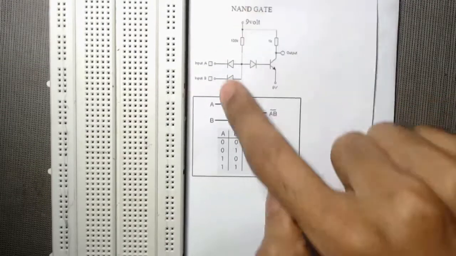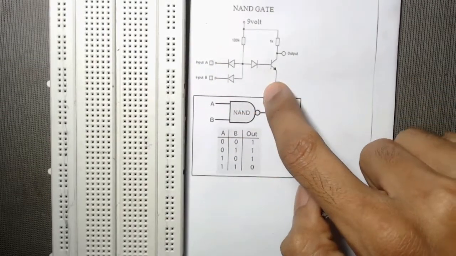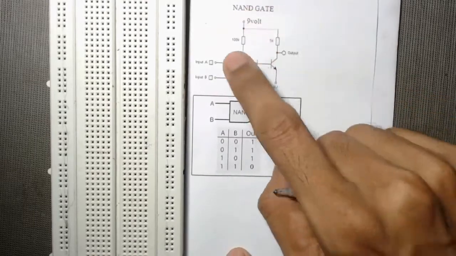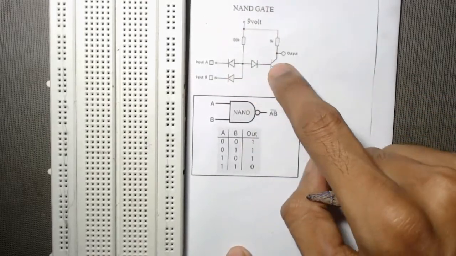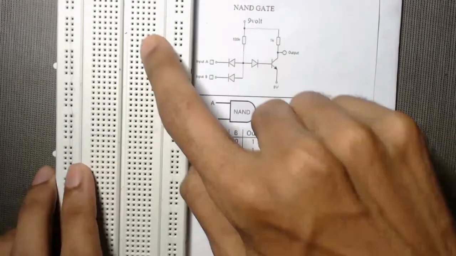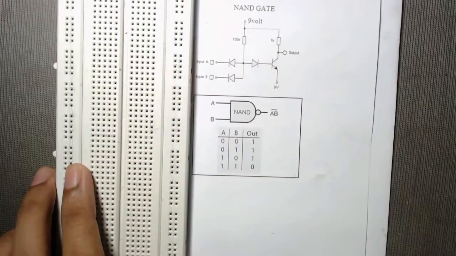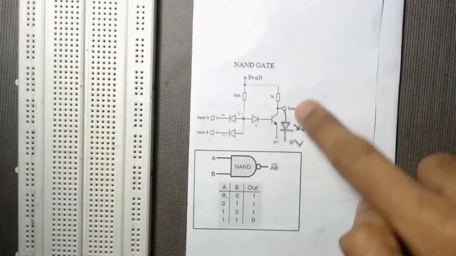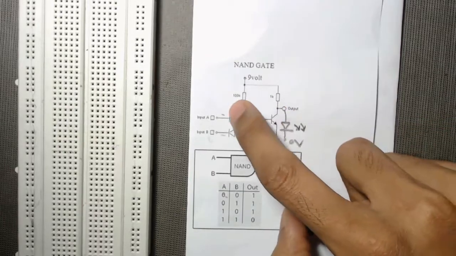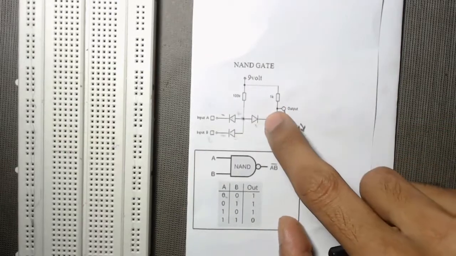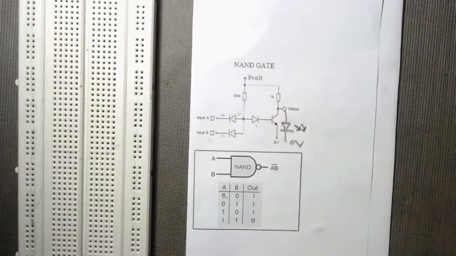Hello friends, in this video we will learn the working of a NAND gate implemented by using diodes and transistors, and then we will implement it on breadboard. This is the circuit diagram of a NAND gate using three diodes and one transistor and some resistors.